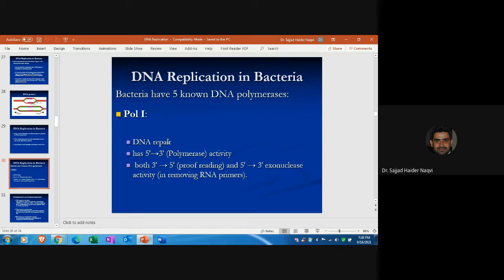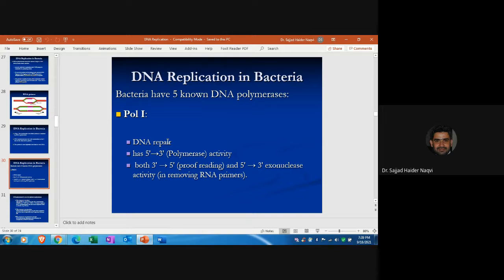Now in bacteria, there are different kinds of DNA polymerases, and I'm going to explain or give some information about a few of them with their specific functions. The first one is polymerase 1. This DNA polymerase 1 has a specific function of DNA repair.